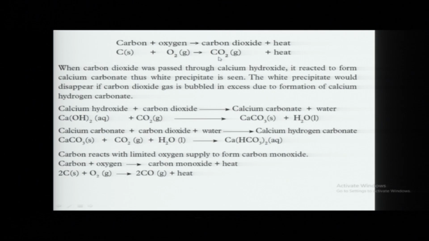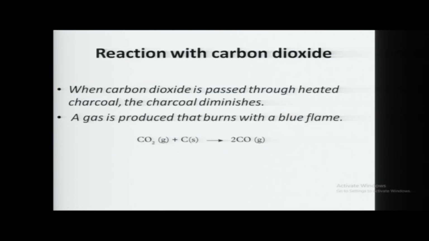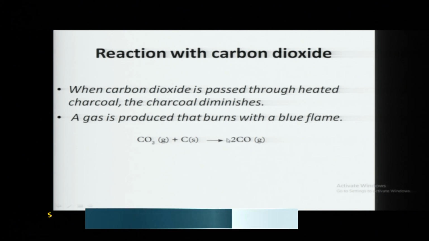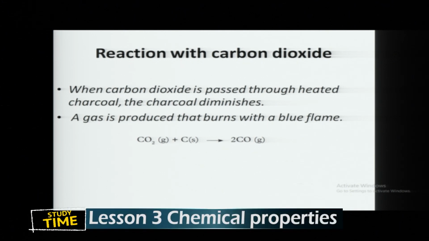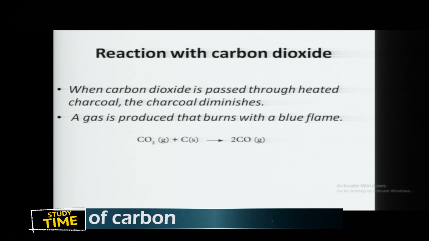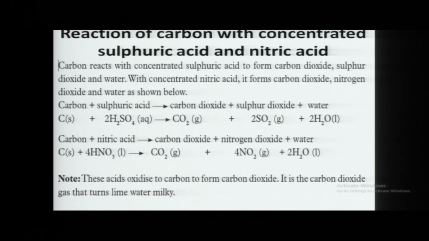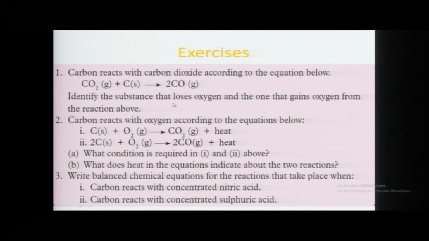And then the reaction of carbon with carbon dioxide. This is what is formed. We have talked about that. Any question there? So this is what we have talked about. Then the question comes: carbon reacts with oxygen to form the following equations here. Carbon plus oxygen, you get carbon dioxide.